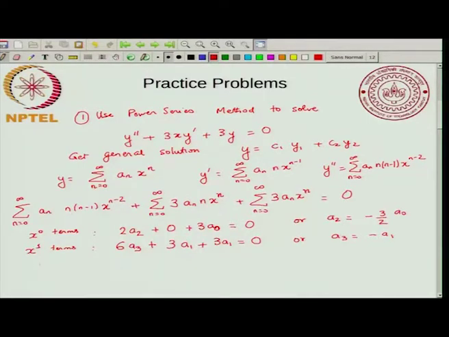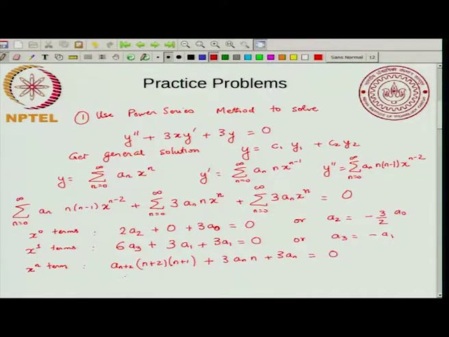Now you can ask in general the x raised to n term. What is the recursion relation for x raised to n? If you want to have x raised to n, then what you should have is an plus 2, n plus 2, n plus 1, plus, now if you want to have x raised to n, then you have 3an n, so 3an n, and you have plus 3an equal to 0.